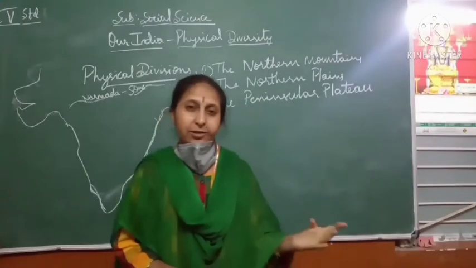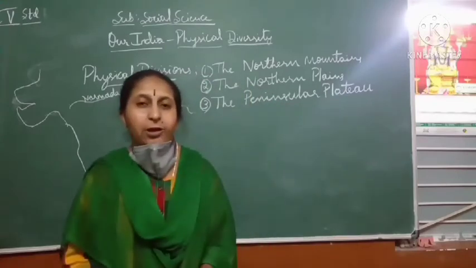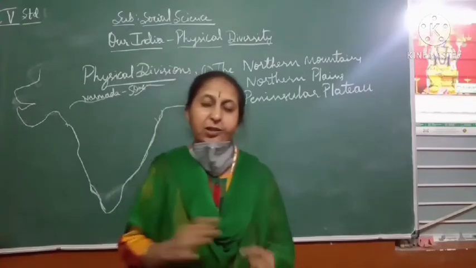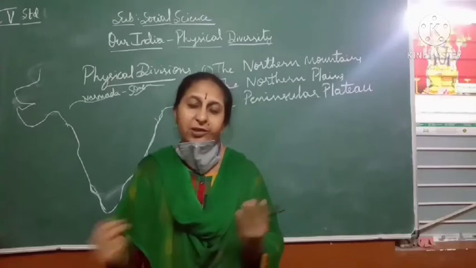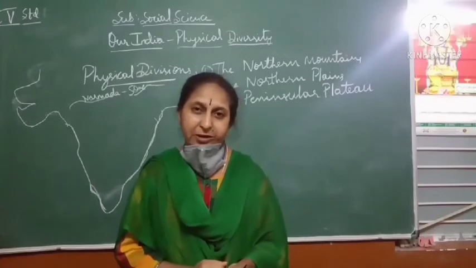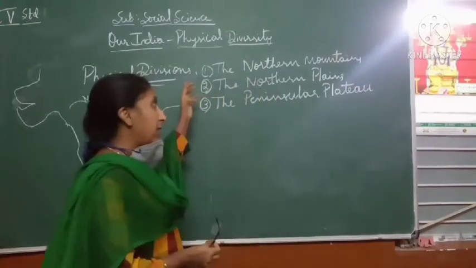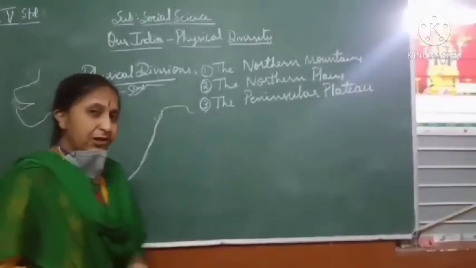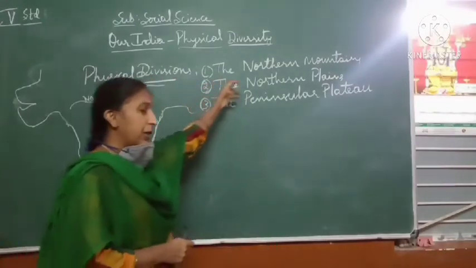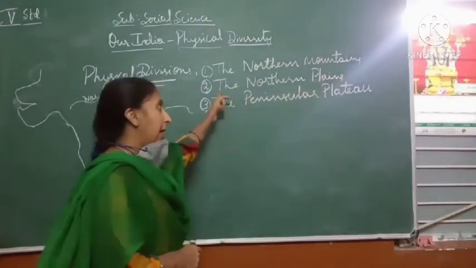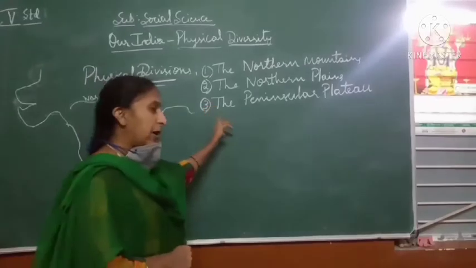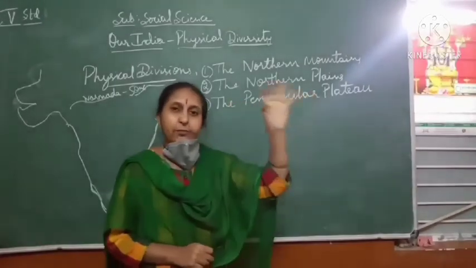In the last video, we were learning about the political map. What is a political map? What is a physical map? Hope you have understood the difference between the political map and a physical map. Then we had learned about the neighboring countries of our country. We started learning about the physical features of India, physical divisions of India. In that, we have already learned the two physical divisions, that is the northern mountains and the northern plains. Today we are going to learn about the third one, that is the peninsular plateau.